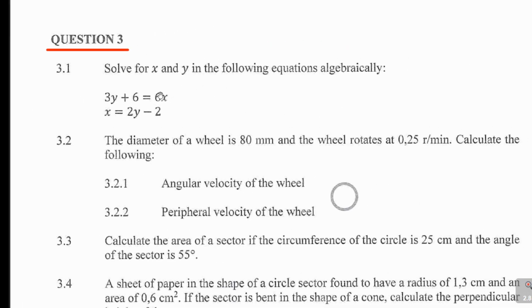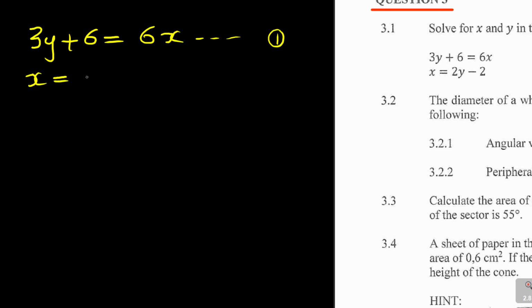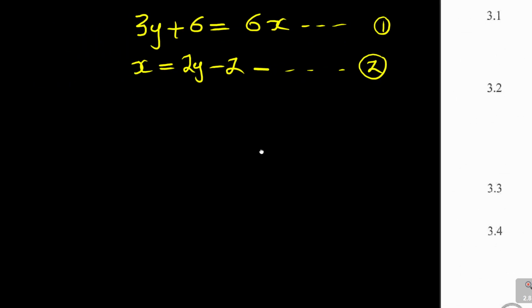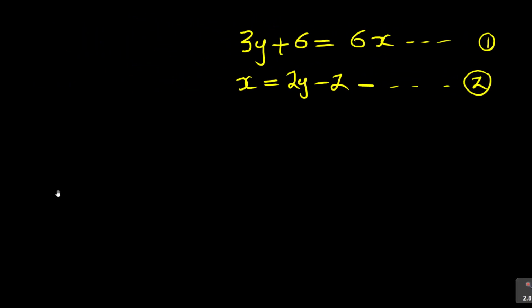So: solve for x and y in the following equations algebraically. Again, not difficult, this one. 3y plus 6 is equal to 6x. We call that equation 1. And then x is equal to 2y minus 2. We call this equation 2. The good part about equation 2, look at this. If I can already put equation 2 into equation 1, look what is going to happen.